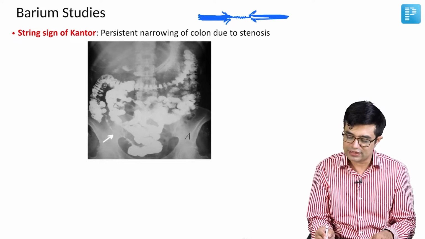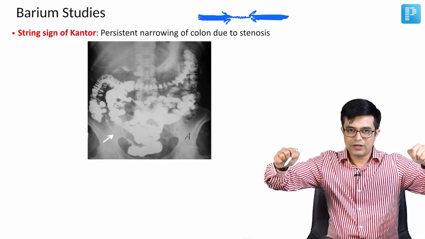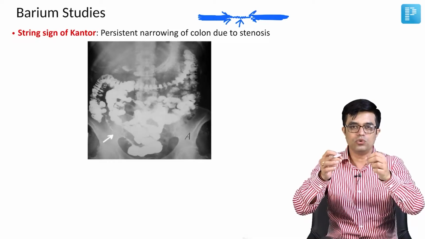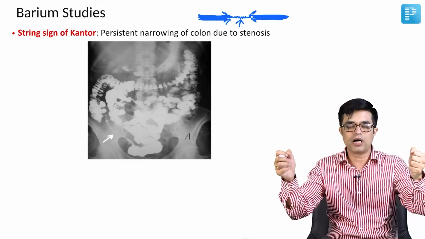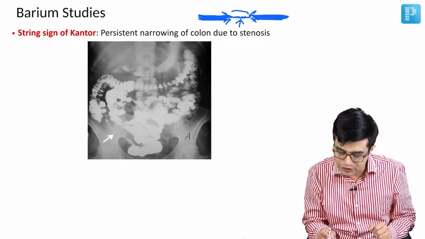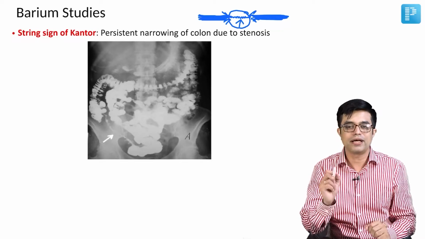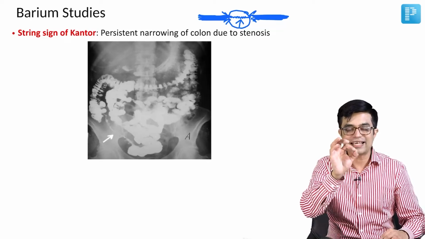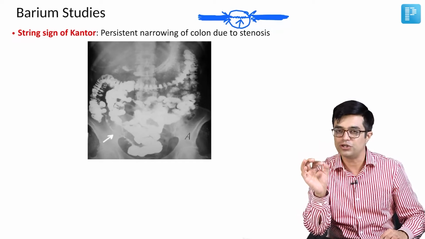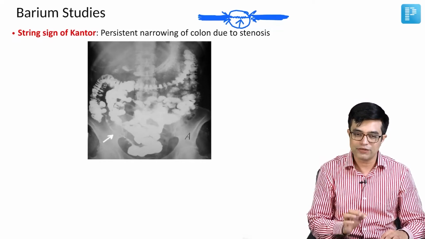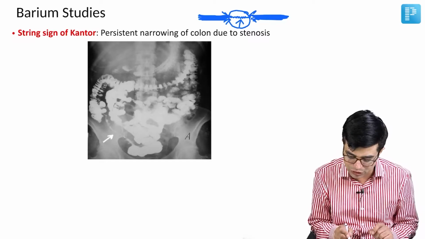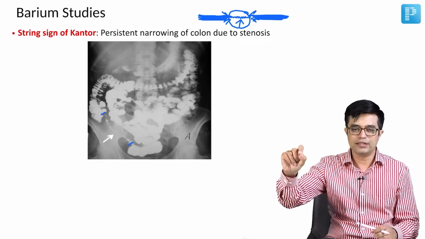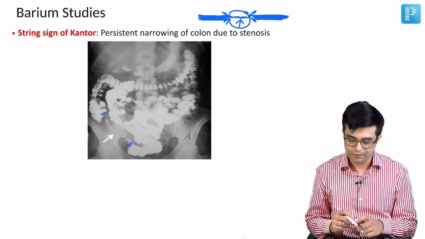So this is a thick thread, this is a thick thread, you are pulling it in opposite directions. So there is a small thread in between holding the two, and soon it snaps and the two parts separate. This is the part which is called, the intestine appears like this, so we call it string sign of Cantor. There will be a localized extended area of constriction or stenosis in abdominal tuberculosis. As you can see in this picture, starting from here till here, you can have a narrowed area. This is called the string sign of Cantor.